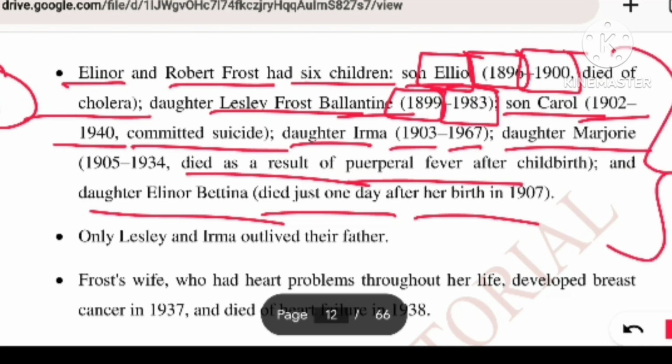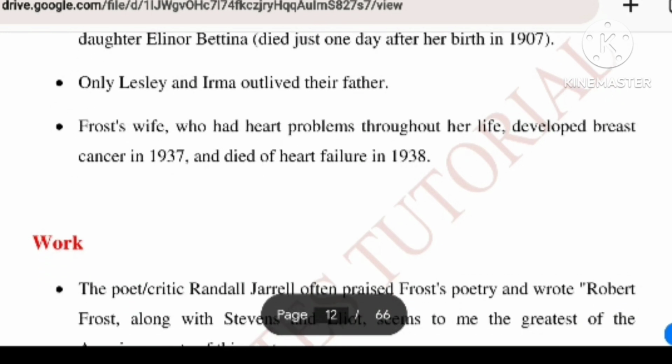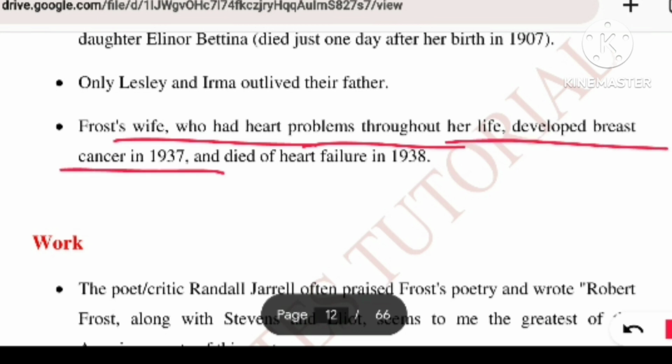So, because of these deaths in Robert Frost's life, we can understand that there was some problem in his blood, in his lineage. Only Lesley and Irma outlived their father. So, only these two survived. Frost's wife, who had heart problems throughout her life, developed breast cancer in 1937 and died of heart failure in 1938. Now, see here, Robert Frost's life was not at all full of luxury, full of happiness, because even after having money, he had some other problem in his life.